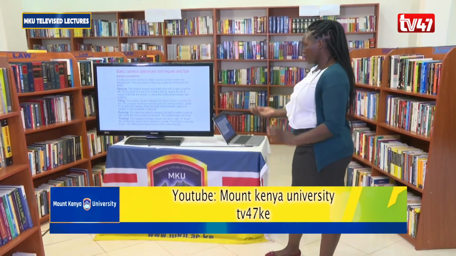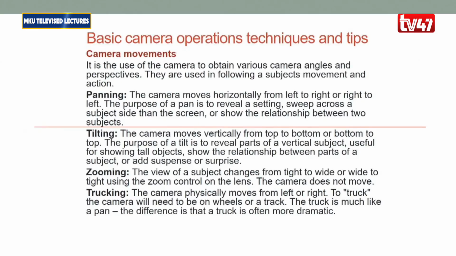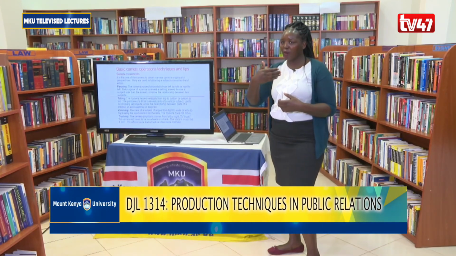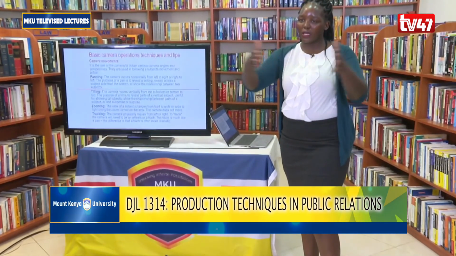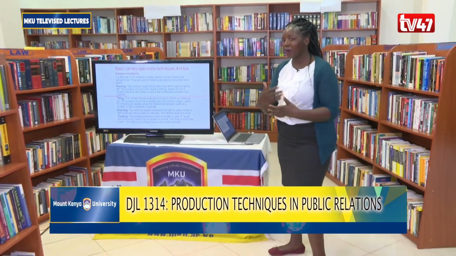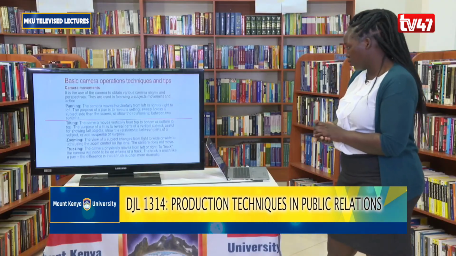And then we have zooming. This is the view of a subject changing from tight to wide, or wide to tight, using the zoom controls on the lens. This camera operation technique involves zooming. When you're zooming, you're using particular buttons on your camera to move your subject closer, or to move it far away, so that you're making it wide, or tighter and closer to the screen.